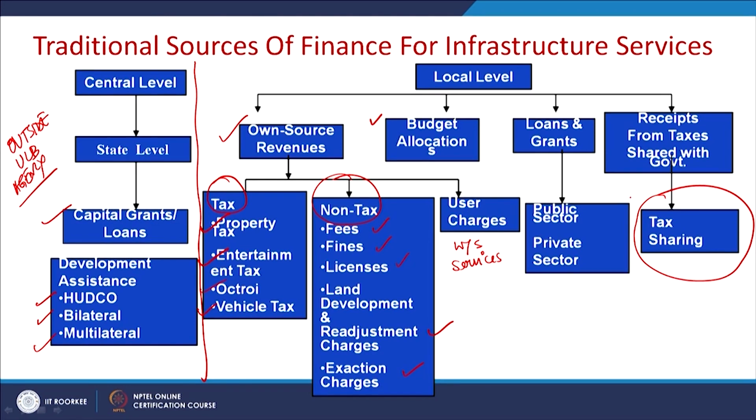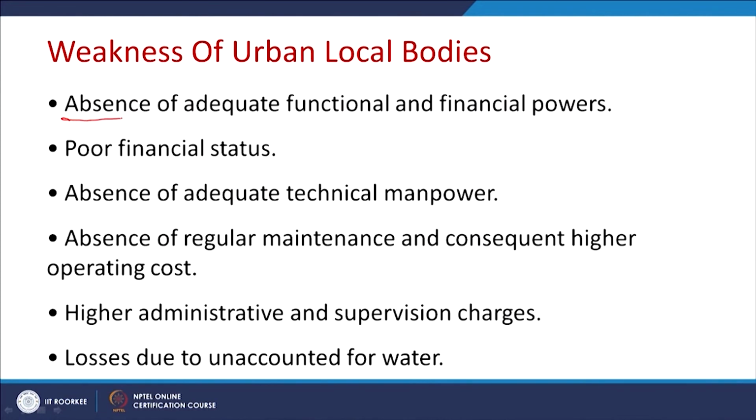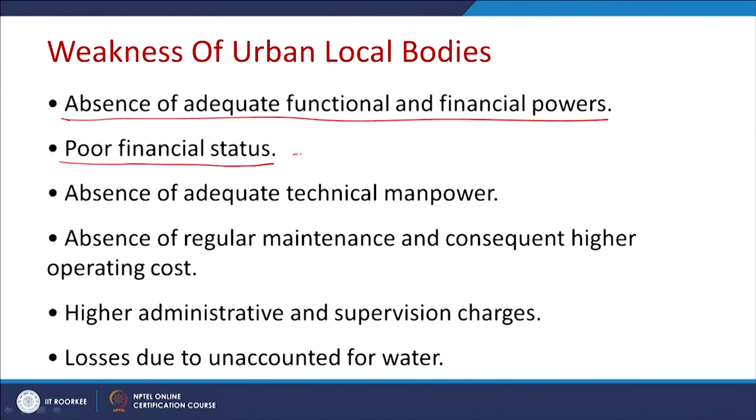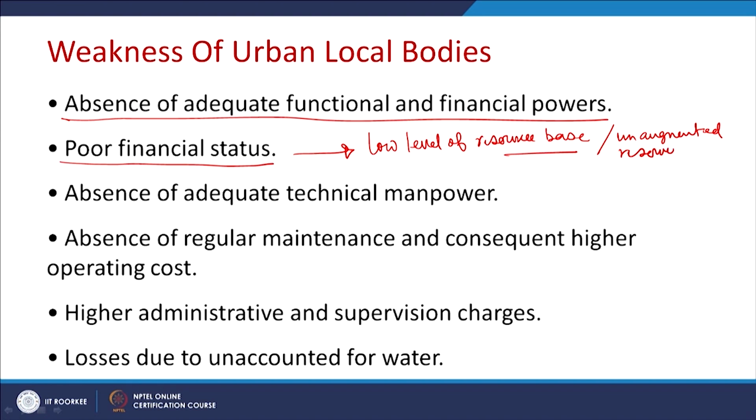Now, the problem is there are a few issues we see at the local level, which are basically weaknesses. Let us see the weaknesses at the local level. The absence of adequate functional and financial power is the foremost limitation of urban local bodies, because in most cases the financial and functional powers are only partially delegated to the local level. Then poor financial status, basically a low resource base and unaugmented resource potentials.